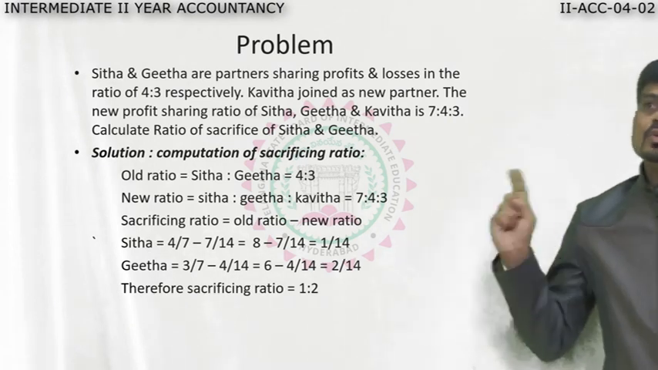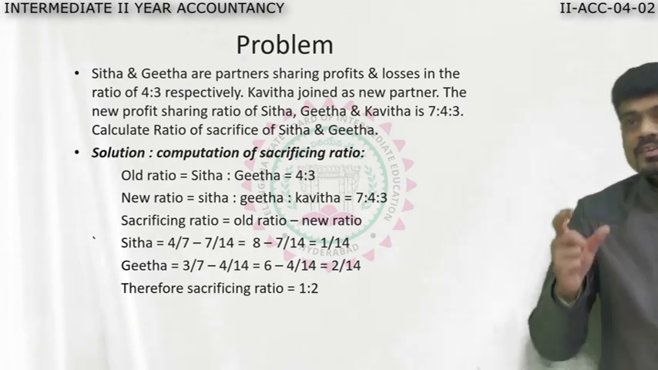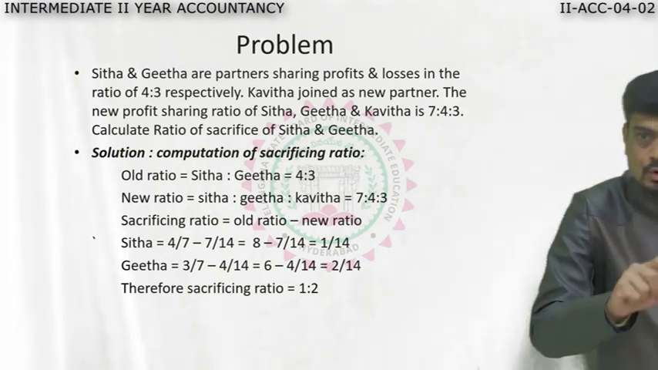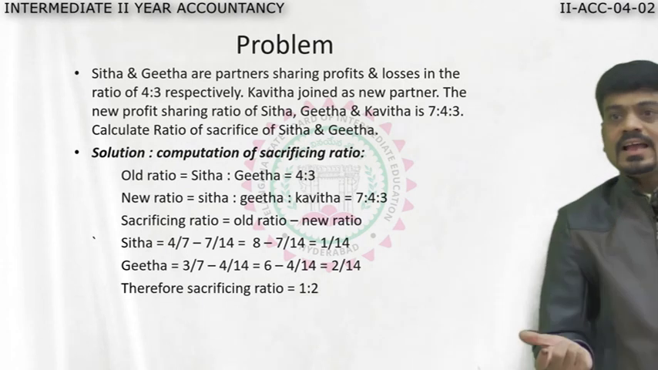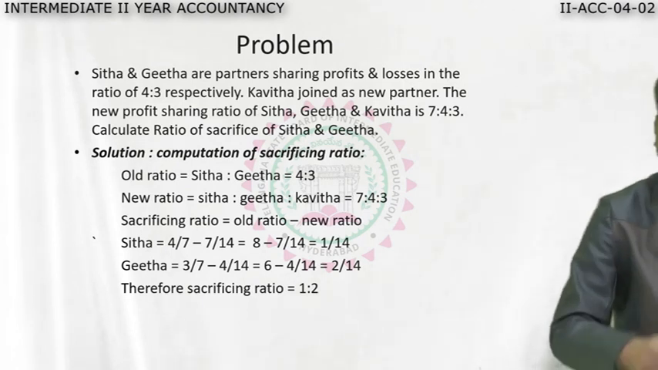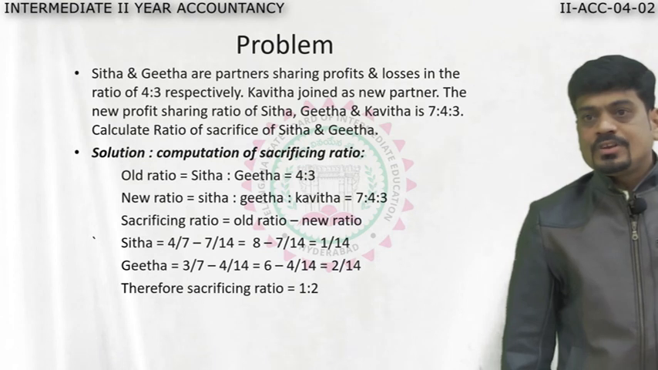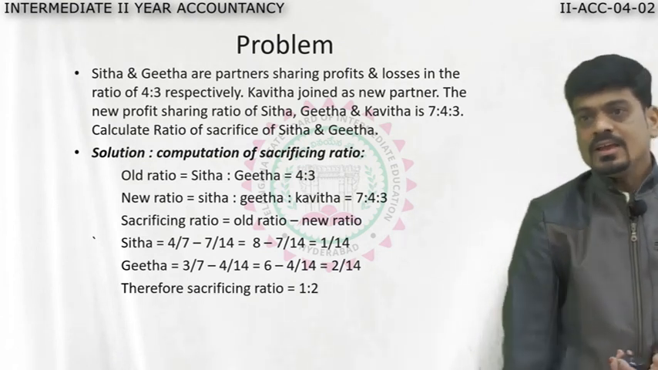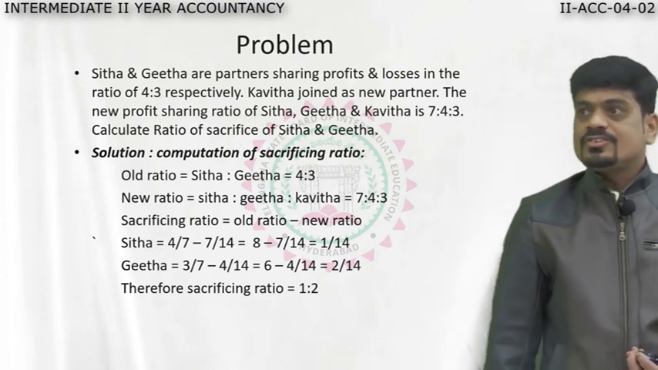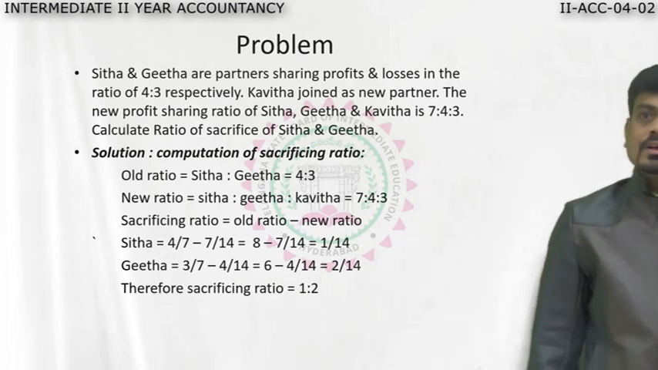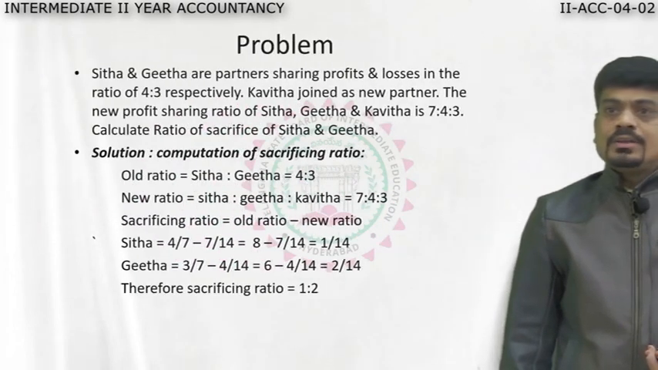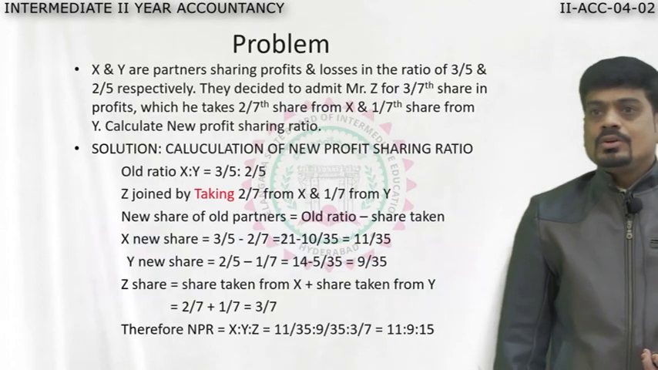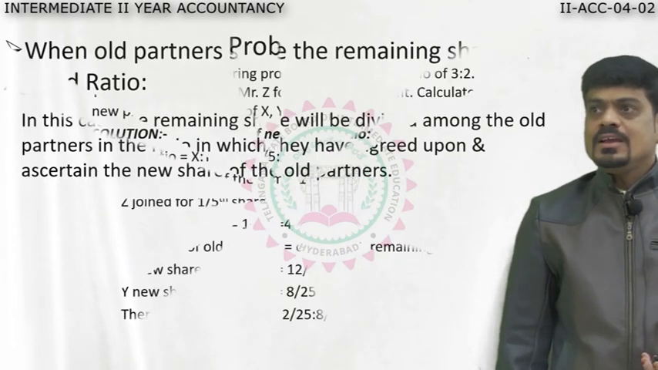Like that, this also you can get for 2 marks. Sometimes the question may ask you to first calculate the new profit sharing ratio and then the sacrificing ratio. So already I taught you how to do the new profit sharing ratio. Complete that, and one more step, sacrificing ratio. So in this session, we have completed the most important points, like how we are going to calculate the new profit ratio and sacrificing ratio.